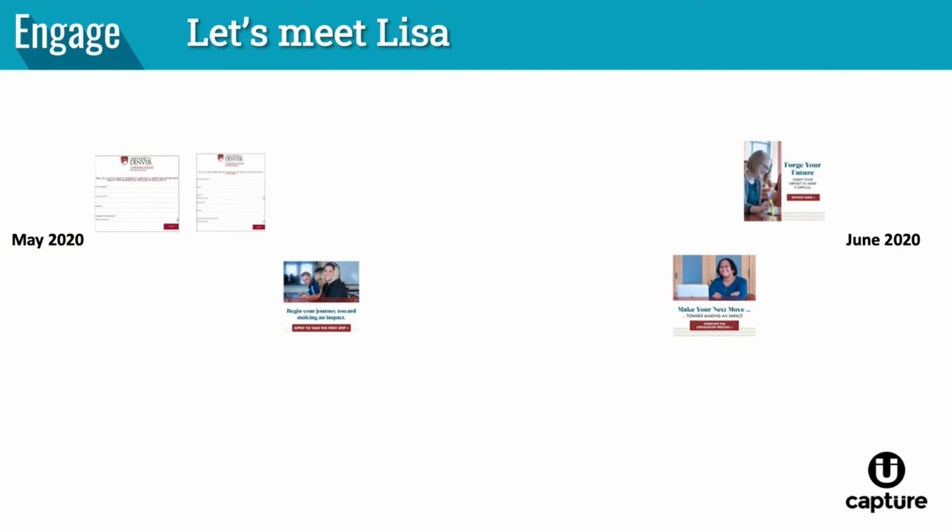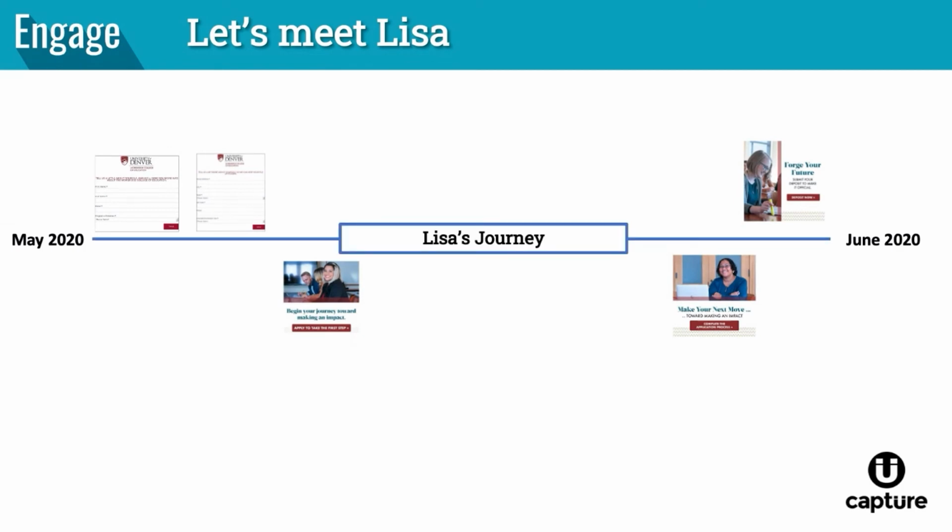So here we see a real life example of a real life student, Lisa, as she's being guided along her student enrollment journey by digital advertising and marketing automation on Denver's website. Here we're seeing both the power of identification and conversion in action. Let's take a look at how this unfolds for Lisa.